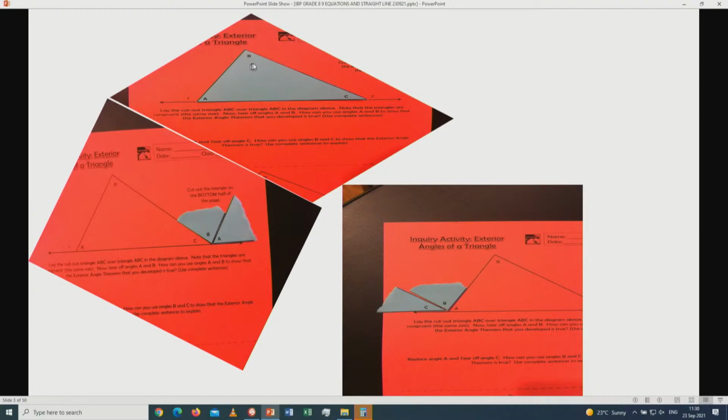Opposite, two interior angles. They are inside the triangle, but opposite. Remember those. This is opposite, facing each other. Angle C is next to this one, so it's adjacent. So we are not talking about adjacent, we're talking about opposite. Exterior angle equals the two interior opposite angles.